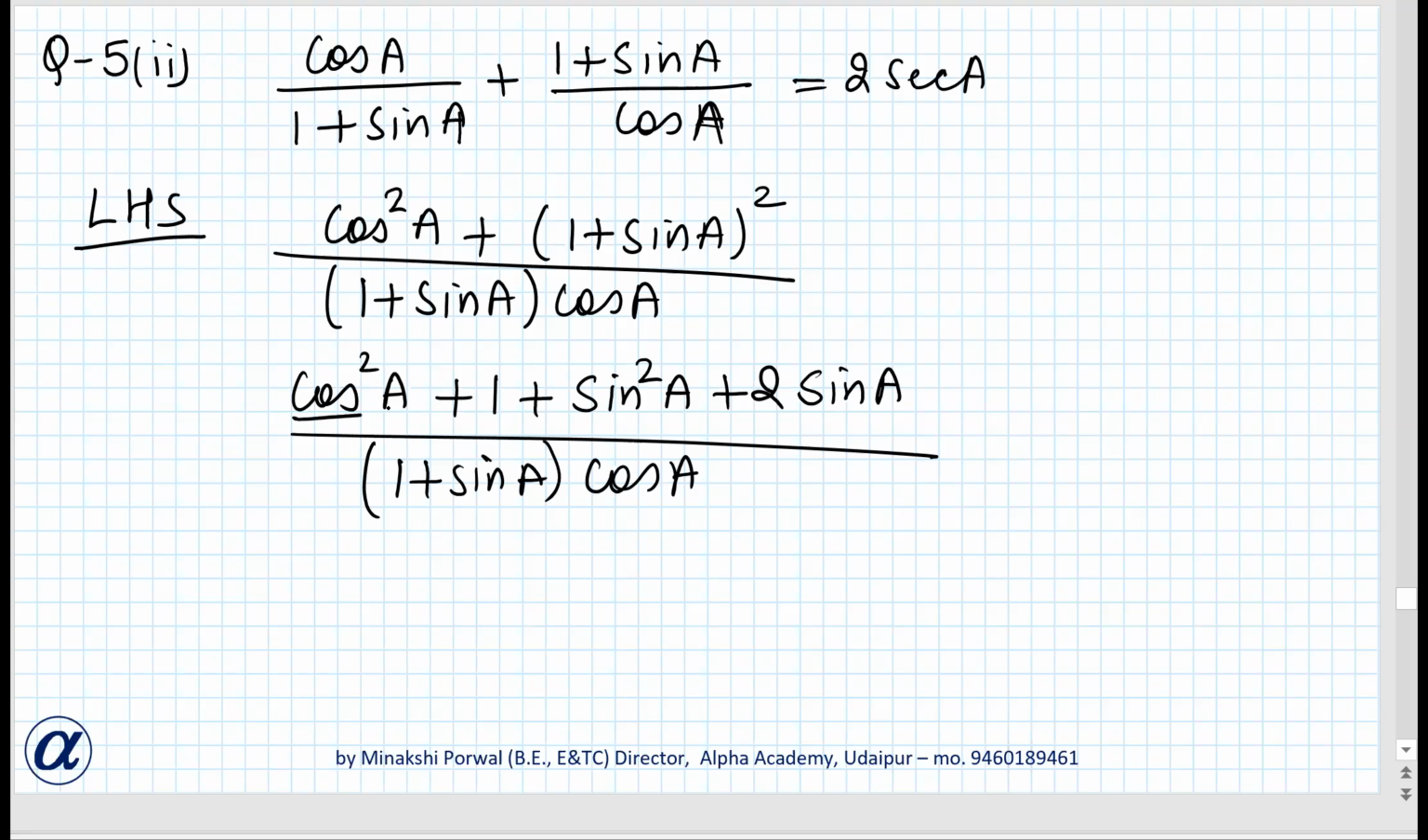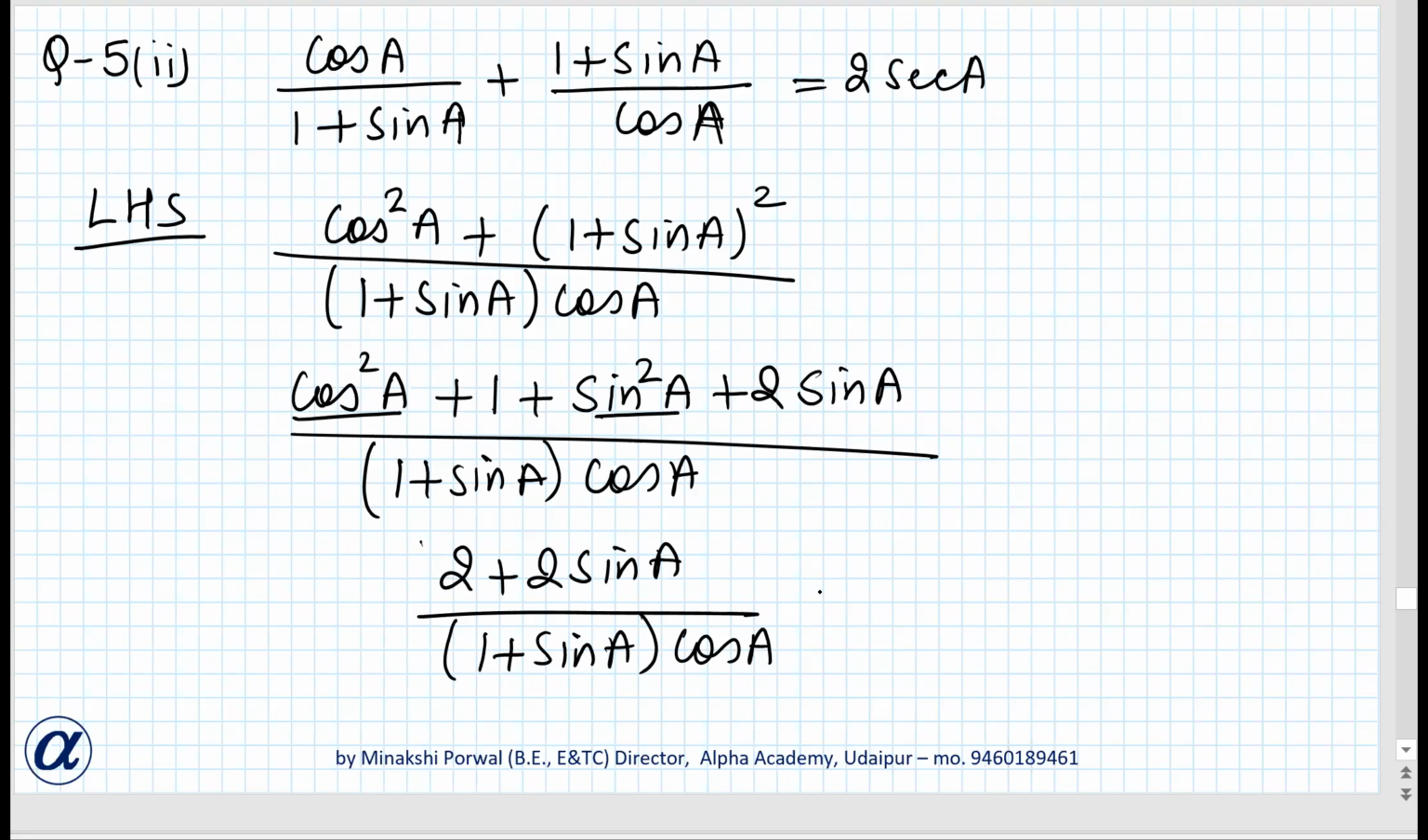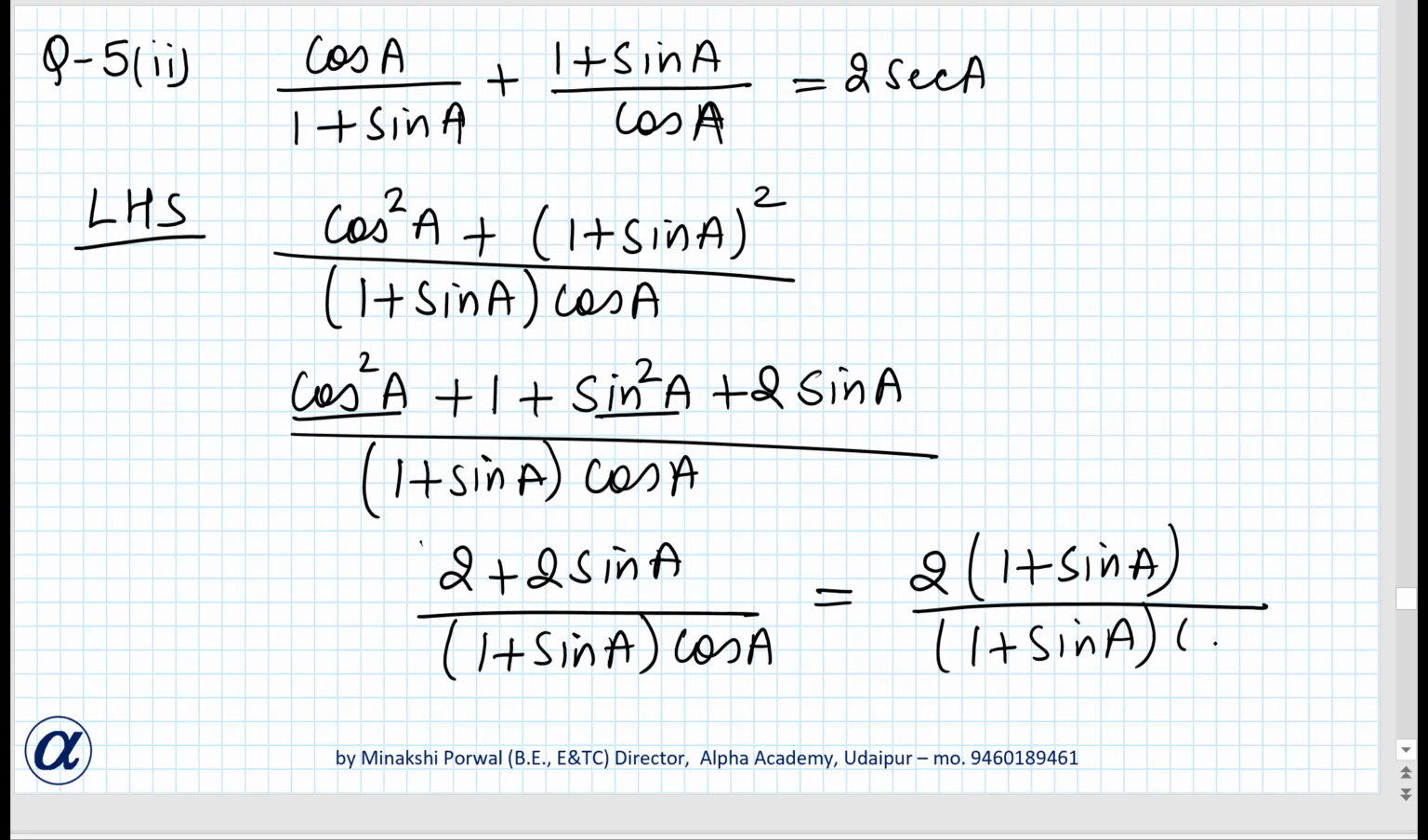We know that cos square theta plus sin square theta is 1. So it is 1 plus 1, that is 2, plus 2 sin A upon 1 plus sin A into cos A. If I take 2 common in numerator, it is 1 plus sin A. In denominator, it is 1 plus sin A into cos A. 1 plus sin A, 1 plus sin A cancel. 2 upon cos A is 2 sec A. That is equal to RHS, what we have to prove.